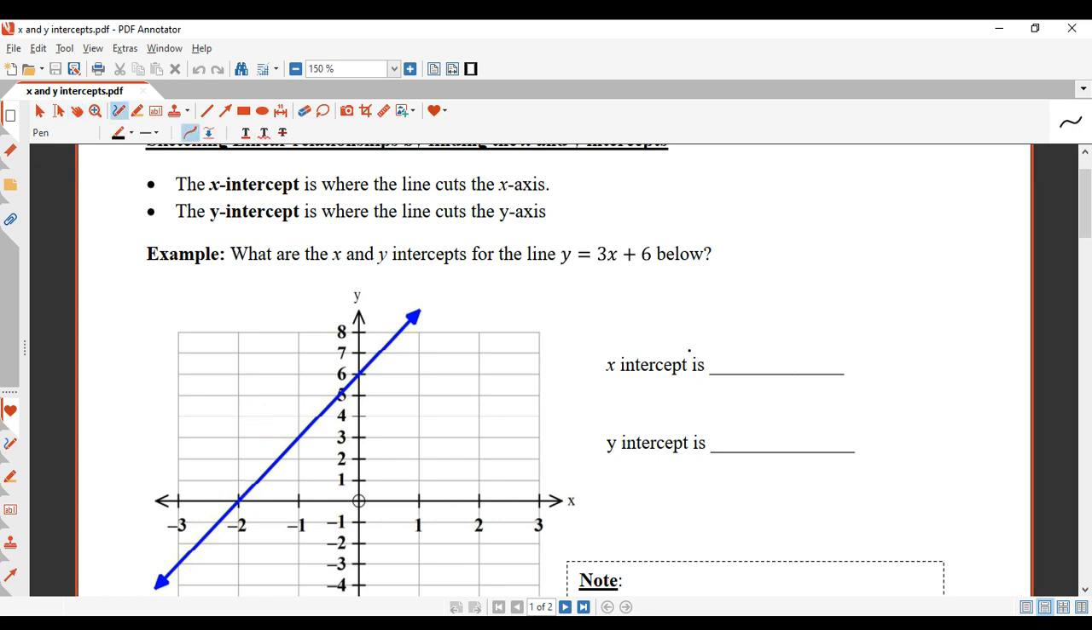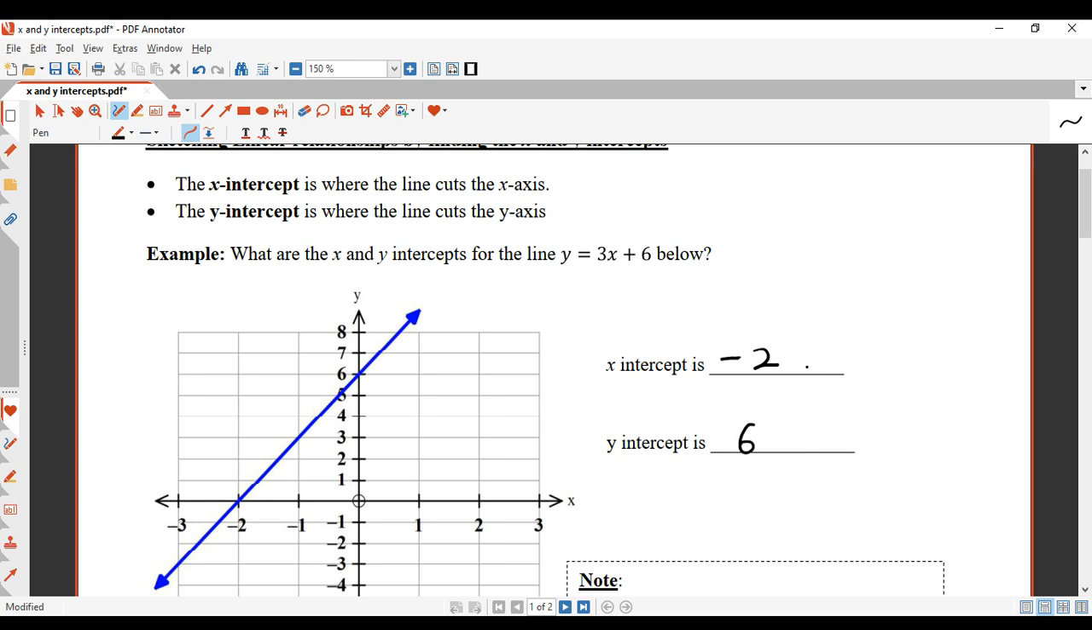So that's what we're going to write down over here, -2. Now the y-intercept is where the line cuts the y-axis. Well, the line cuts the y-axis at 6, so the y-intercept is 6.